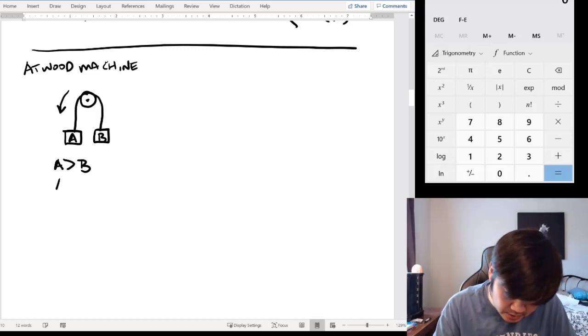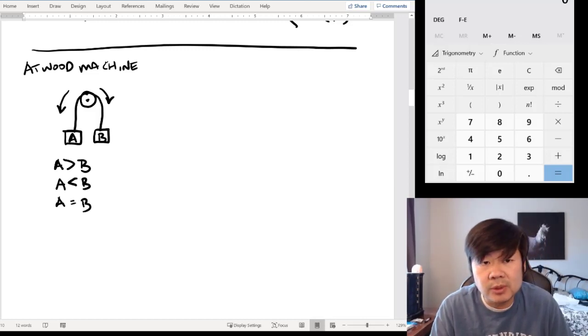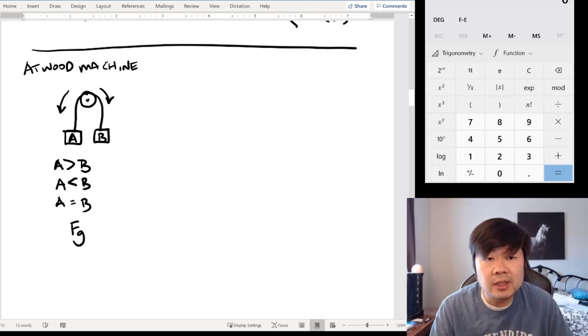What's going to happen if A is less than B? It's going to speed up in this direction. And what's going to happen if A is equal to B? Then that system is going to be in equilibrium. It's not going to move at all. And once again, what's causing this movement? It would once again be force due to gravity.